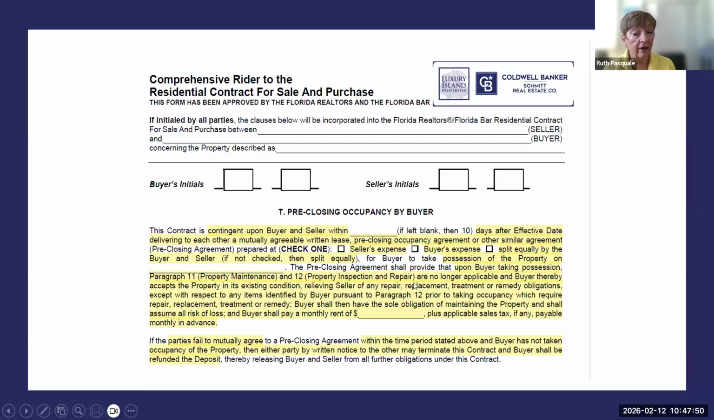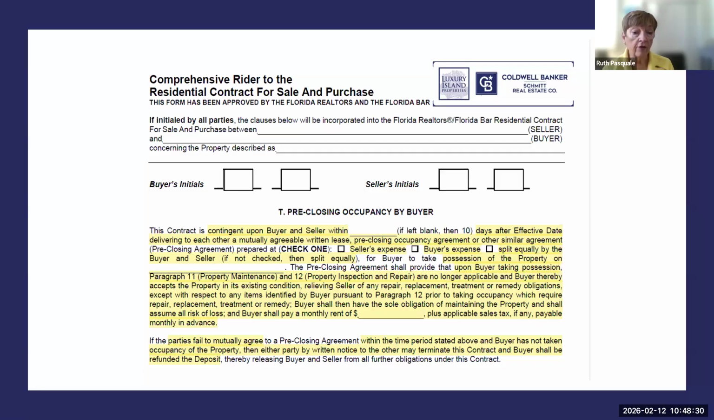they are no longer applicable, and the buyer is accepting the property in its existing condition, which is going to relieve the seller of any repair, replacement, treatment, or remedy obligations, except any items that were identified during the inspection period in the as is, and there was an agreement between buyer and seller as to whether or not the seller was going to go ahead with repairs, whatever it is. But those would have all been agreed to during the inspection period and documented. So those are still in force. Okay, but the seller is no longer required to physically maintain the property.